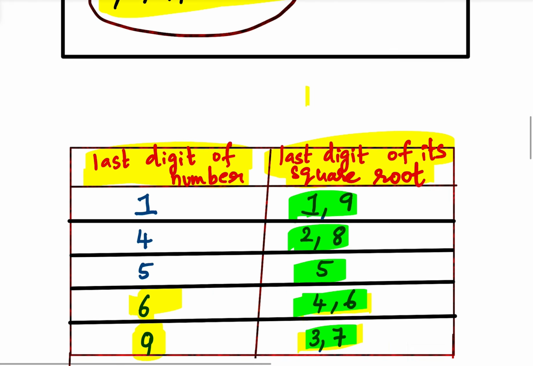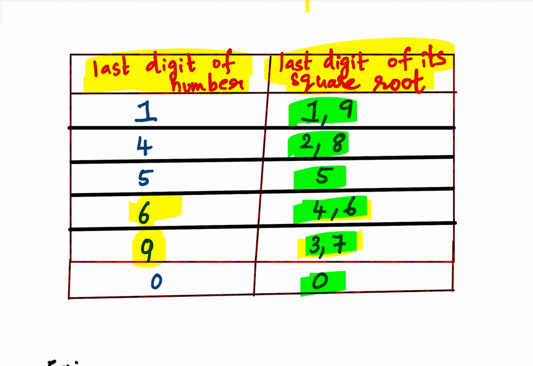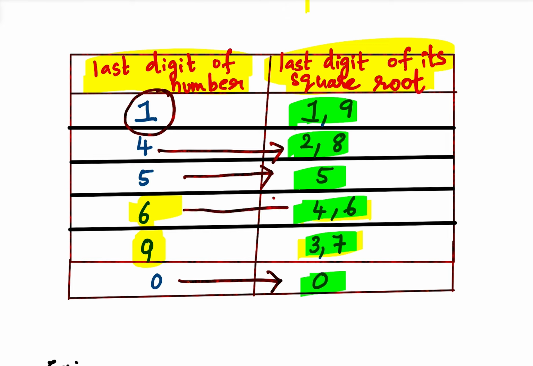So, point number 3 that you have to keep in mind is when any perfect square number ends in 1, the square root of it will have 1 or 9 as its last digit. For 4, it will be 2 and 8. For 5, it will always be 5. For 0, it will always be 0. For 6, it can be 4 or 6. For 9, it can be 3 or 7. So you can simply remember this.